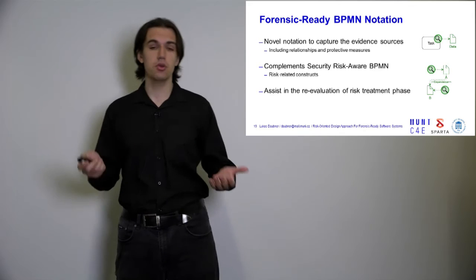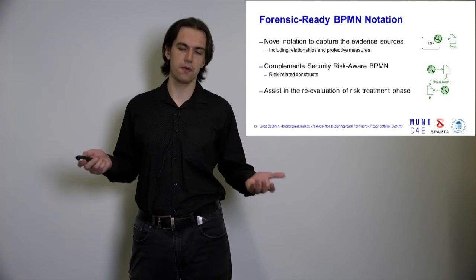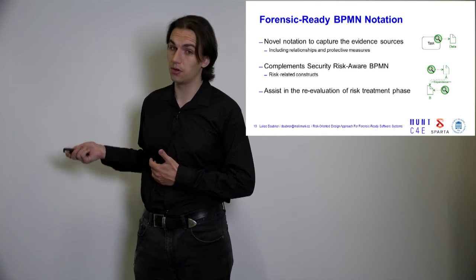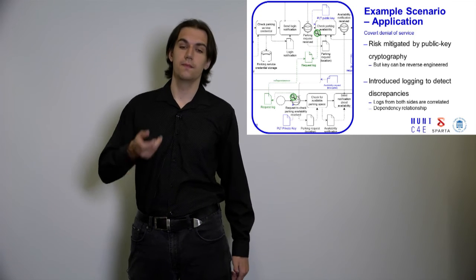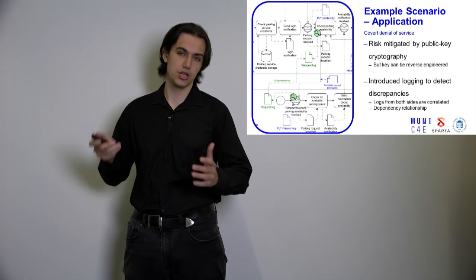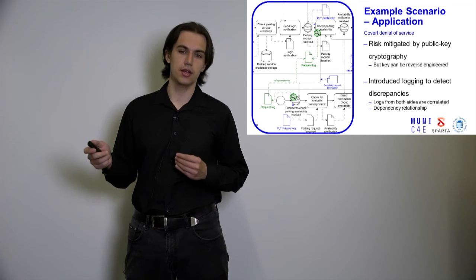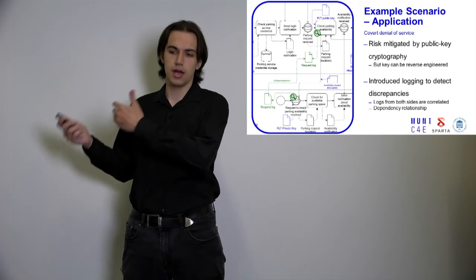So let me show you some examples based on the scenario I presented before. Let's consider this denial of service. We mitigate this attack, as you can see highlighted in blue, by public key cryptography. But then the key can be reverse engineered. So we introduce logging to detect discrepancies. And not only that, these logs have a relationship because they depend on each other. And this notation can highlight this.